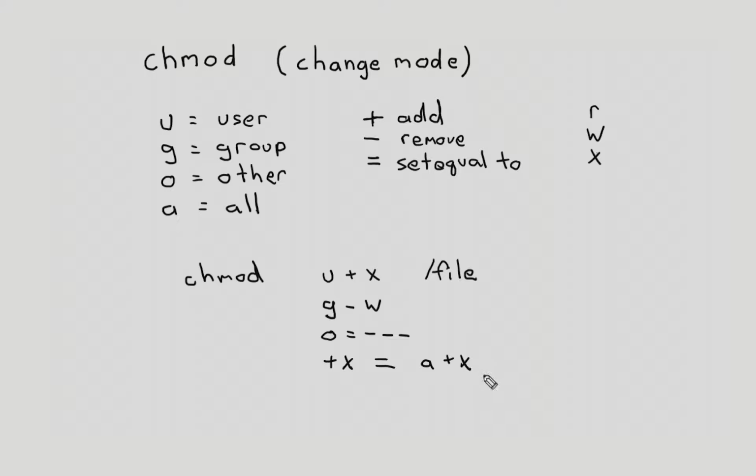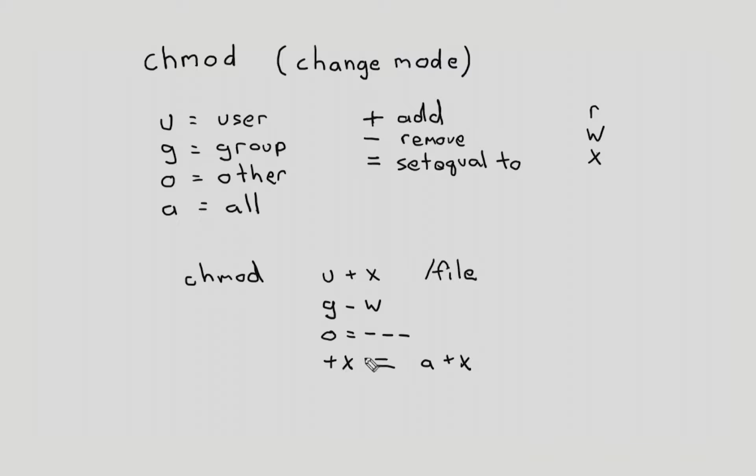Plus X, which is all: user, user group, and other, at execute. So you don't really have to use the A ever. If you don't put anything before the arithmetic sign, it assumes A. So just be careful when you're doing that.